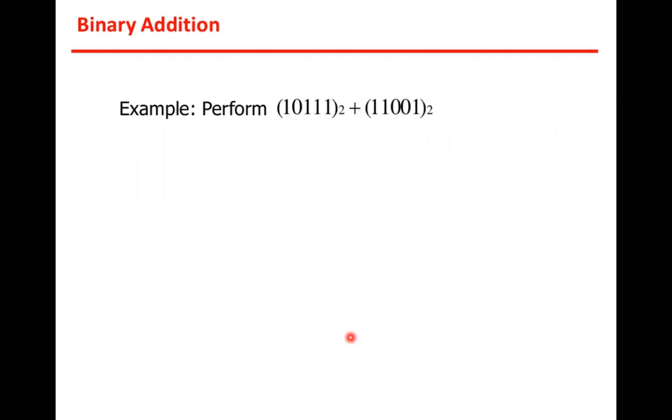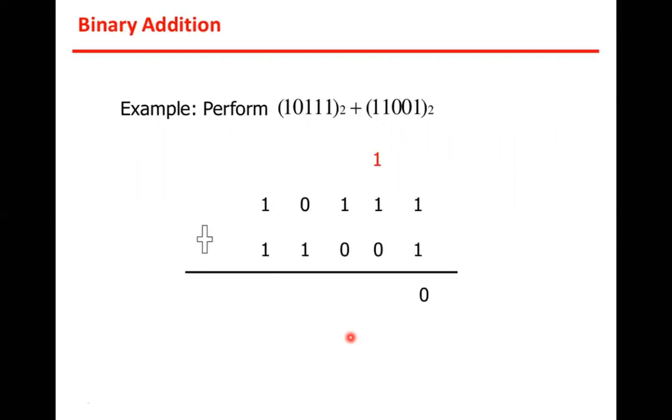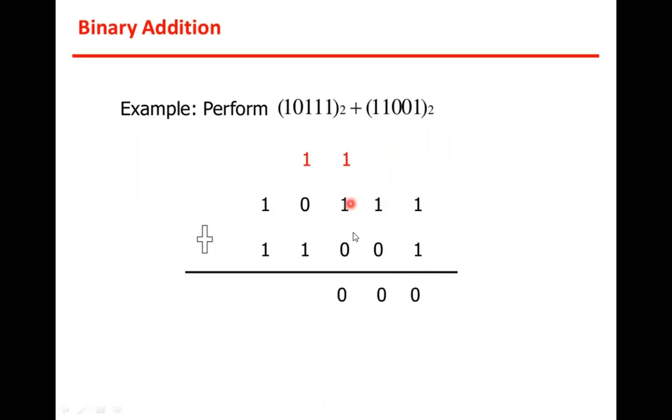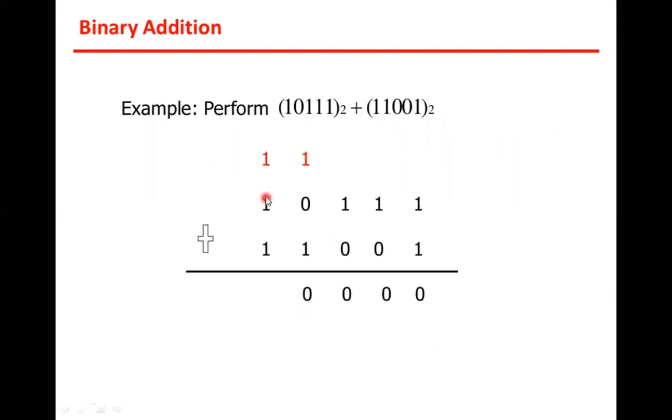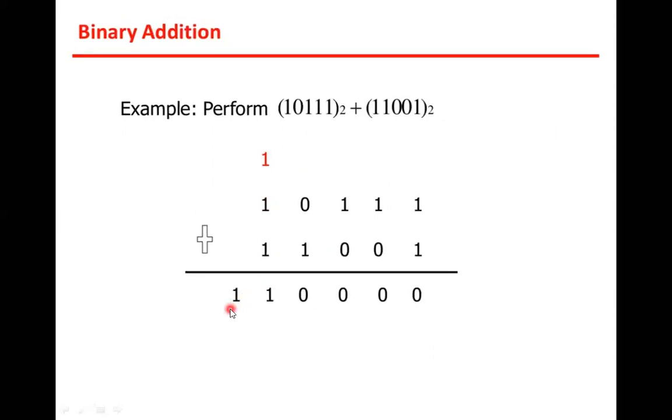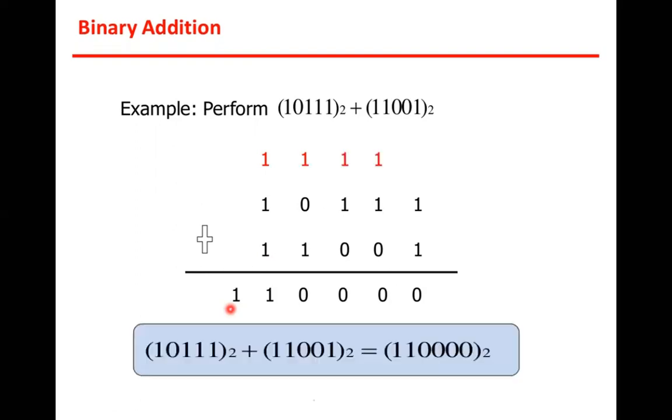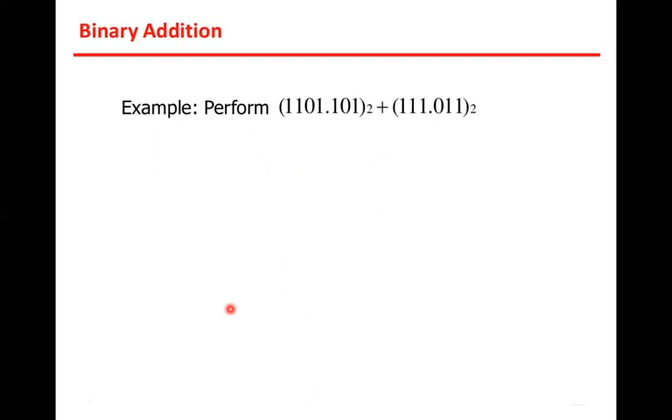Now if we take an example for the binary addition, it's very simple. Here you can see that 1 plus 1 is 0 with carry 1, again 1 plus 1 is 0 with carry 1. Here we got 1 plus 1 plus 1, so it will come as 1 with carry 1. Got it? So this is binary addition according to certain rules. So this is the final answer.